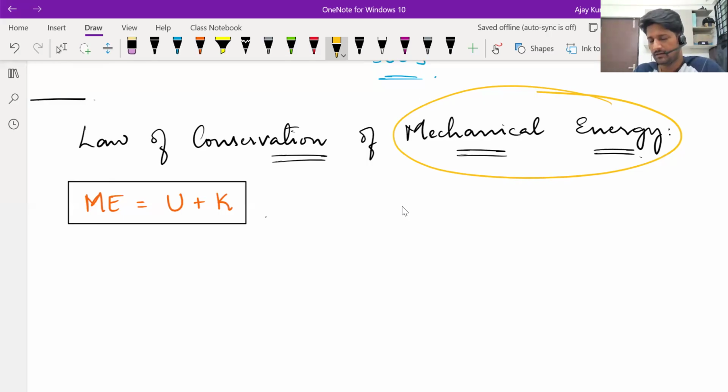Fine. Tell me the different forms of energy that you know. Kinetic energy is one, potential energy is one. Tell me some other forms of energy. So light, electrical, chemical, so many. Light energy, chemical energy. Okay.